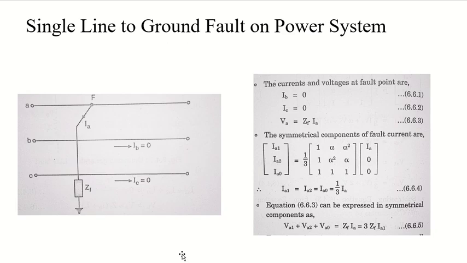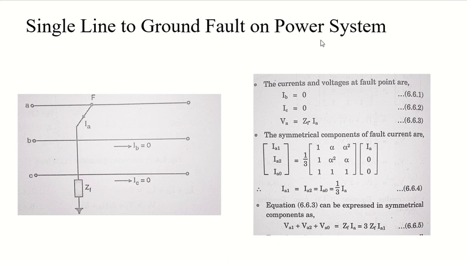Now moving towards the next topic which I wanted to discuss, the single line to ground fault on my power system. Basically the faults occurring line to ground, line to line, or double line to ground, all three types will be very similar to the same faults which occurred for the synchronous generator, which we discussed in the previous class. Here I will be moving a little faster so that we can cover more ground.